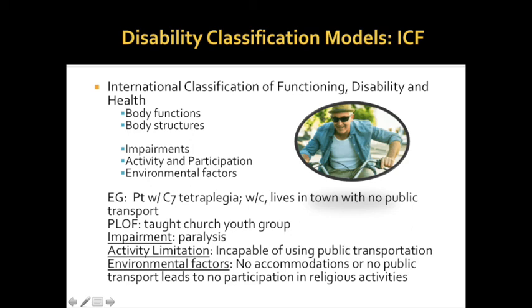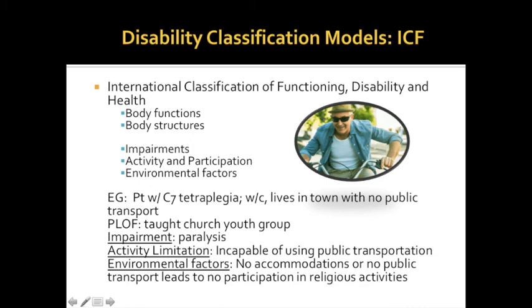With body structures, they're looking at the anatomical parts of the body. So we're looking at the actual tissues, such as nervous tissue or muscle tissue, the blood vessels, and the heart itself. Impairments result from the problems in the body function or problems with the body structure that result in significant deviation or loss. In the ICF, activity refers to the execution of tasks by the individual.